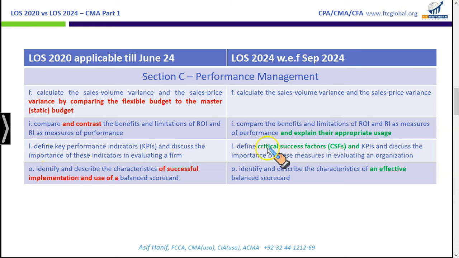Then what they have added here, they have added critical success factors. Define key performance indicator, but now define critical success factors and KPIs. This is the new addition, and here they have removed the words successful implementation and use of balanced scorecard. They have just replaced this with an effective balanced scorecard. Identify and describe the characteristics of an effective balanced scorecard rather than successful implementation of balanced scorecard. So more or less they stay the same, just this new addition of critical success factors. They were already there. We discussed this in our lecture. So more or less C is the same. B is more or less the same. C is more or less the same. A has a new topic, group accounting.